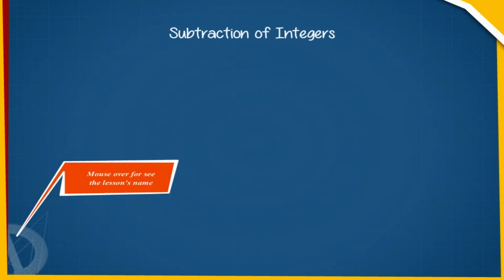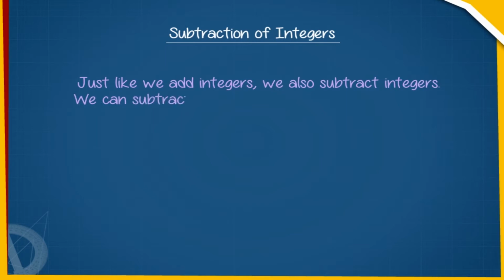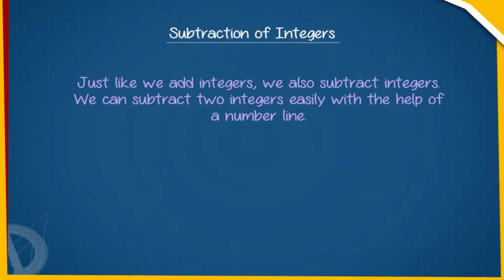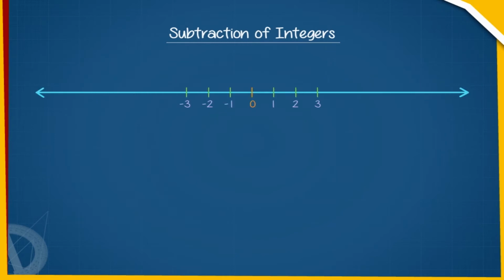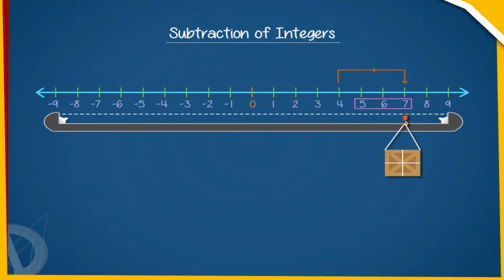Subtraction of integers. Just like we add integers, we also subtract integers. We can subtract two integers easily with the help of a number line. Suppose we want to subtract 4 from 7. We will start with 4 on the number line and count numbers up to 7. From 4 to 7, we have 3 numbers. Therefore, 7 minus 4 is equal to 3.